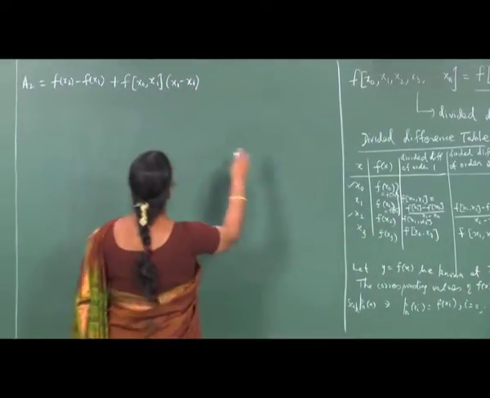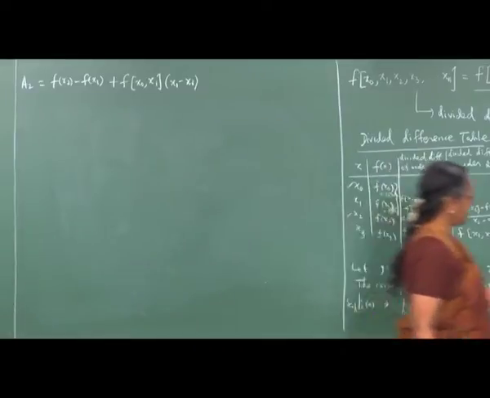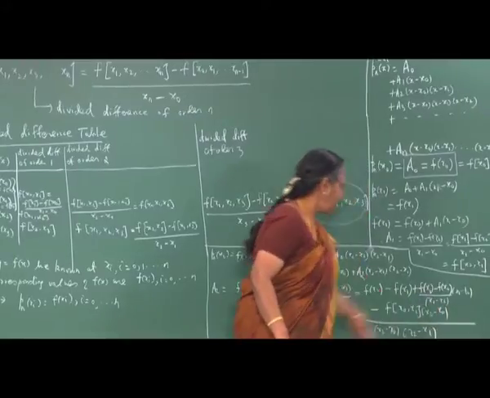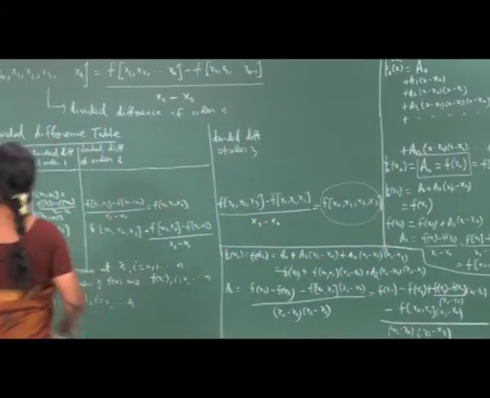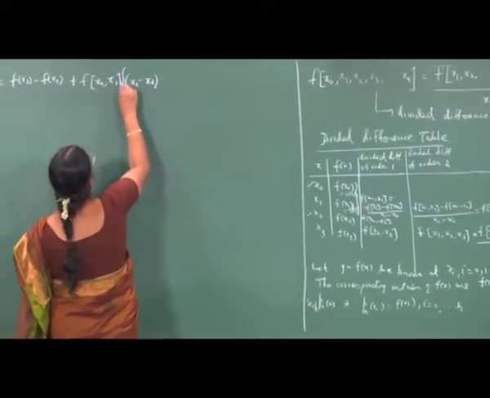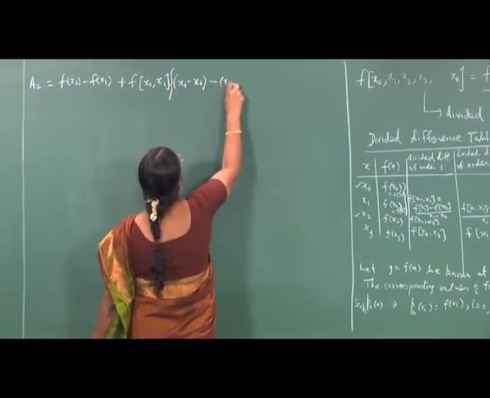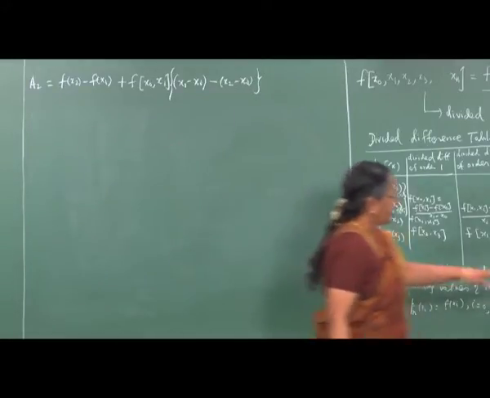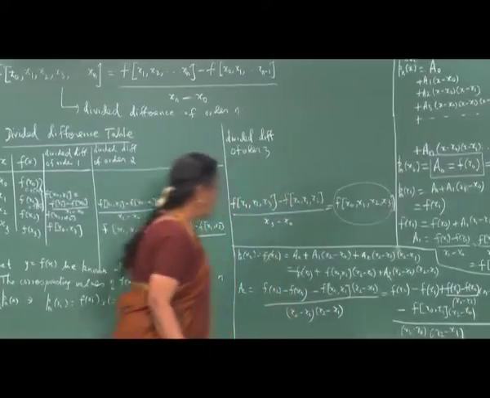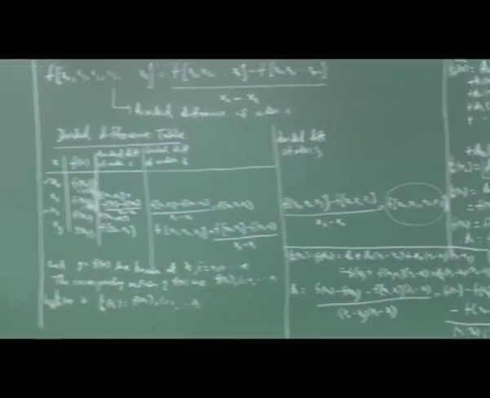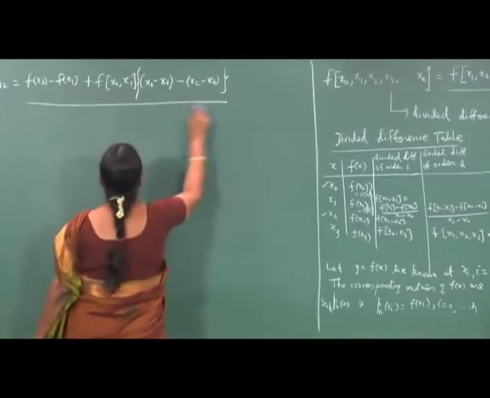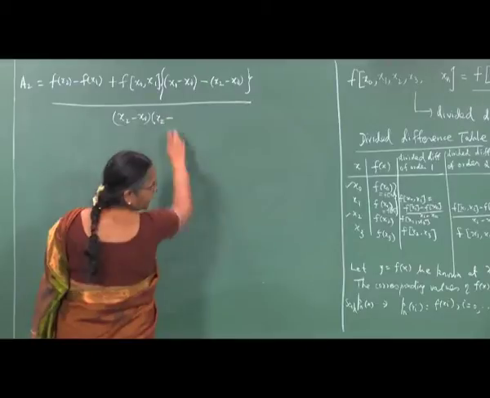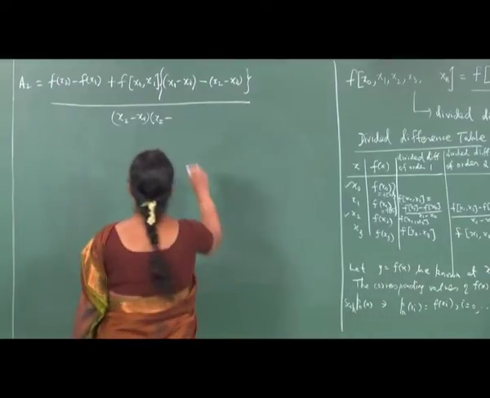Then I have the next term which also has the first order difference f of x naught x1 and that is multiplied by x2 minus x naught with a negative sign. So, I shall take this term. So, this will be minus x2 minus x naught. So, we have taken into account the numerator, the whole thing is divided by x2 minus x naught into x2 minus x1.